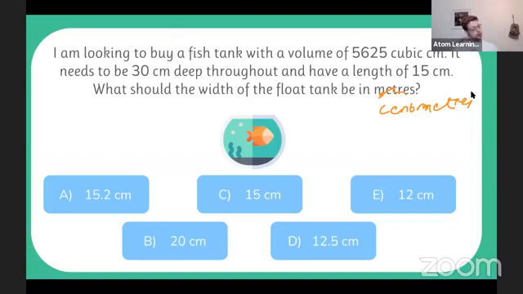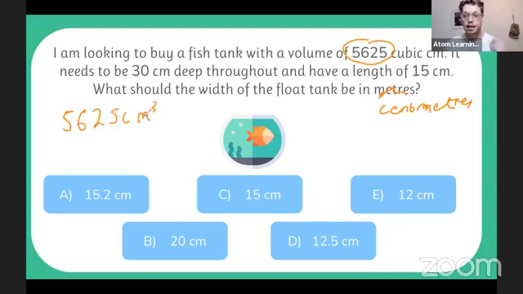So what I'll do is I'll start talking through how we do this question. We know that the volume is going to be 5,625 centimeters cubed. That is our final volume. We know that the formula for volume is going to be width times length times depth. We could switch that around. You could have it in any order because when you times things together, it could be length times depth times width, or whatever you want.